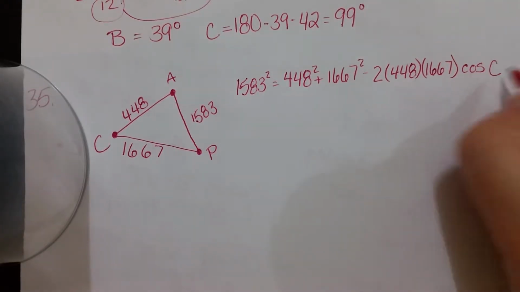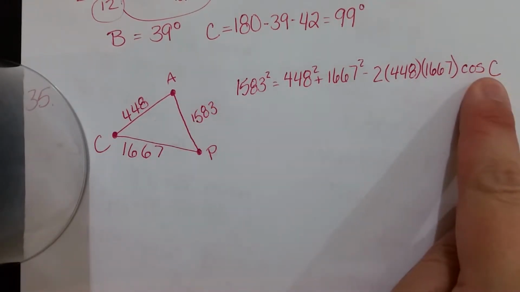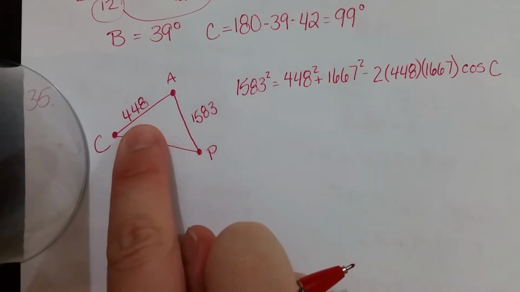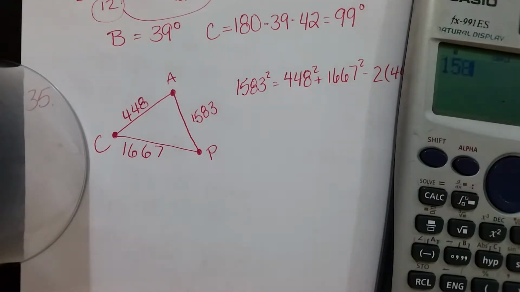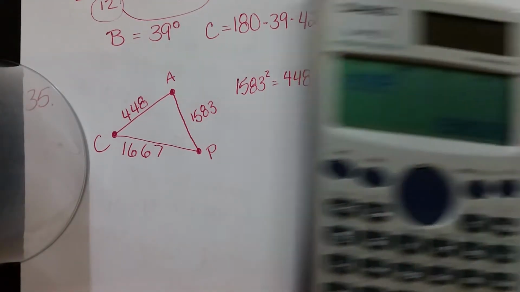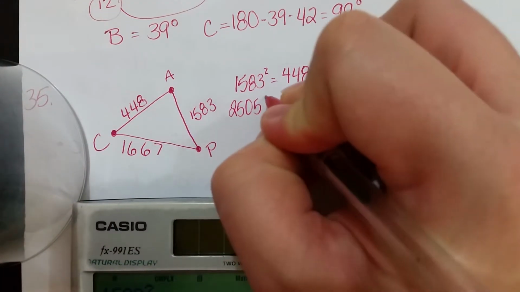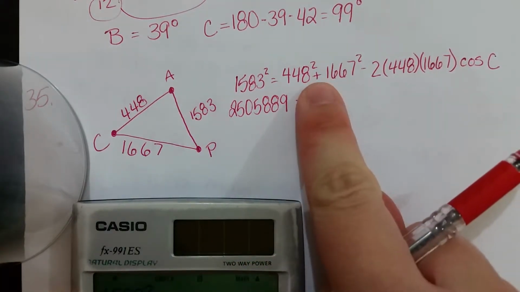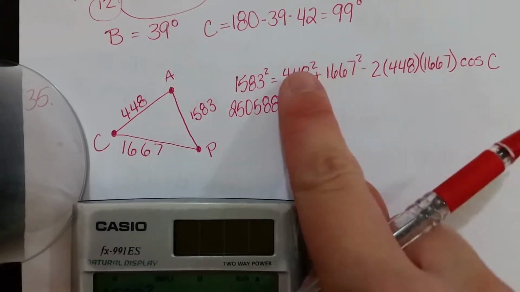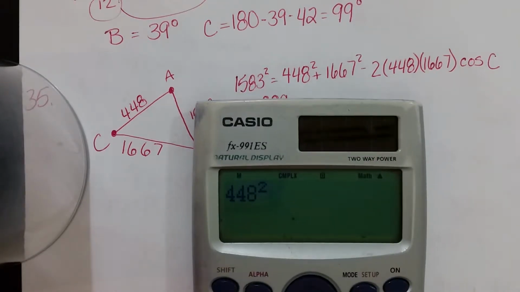Alright, so that's cosine of C. So basically just notice the formatting. The side across from the angle you're looking for, those should be on the ends. So in this case, I'm going to go ahead and do 1583 squared. And I get 2505889. And then over here, what I'm going to do is I'm actually going to combine these two because these are just numbers, so that's allowed. So I'm going to do 448 squared plus 1667 squared.